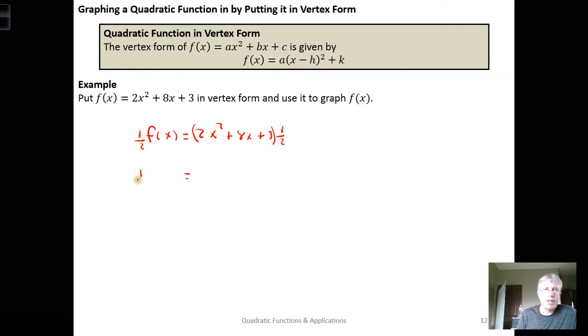So on the next line, I'm going to have half of an f of x sitting here, and then I'm going to distribute the 1/2 into the parentheses. I'm going to get a half of 2x squared. A half of 2 is 1, so I get my 1x squared that I need. A half of 8 is 4, so I get 4x, and a half of 3 is just 3 halves. And then to complete the square, we know that we only work with the x terms, so I'm going to subtract this 3 halves from both sides to get it out of my way.